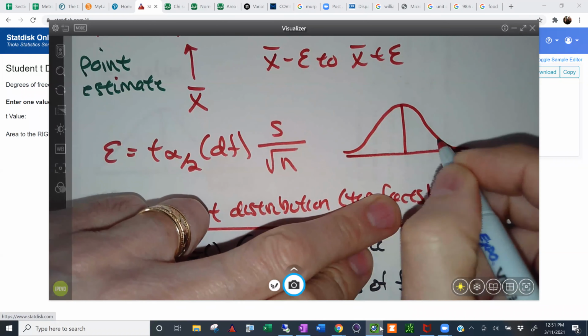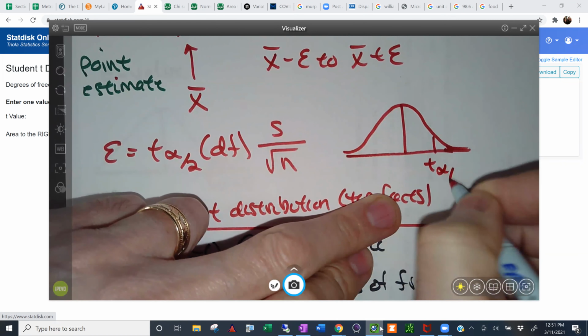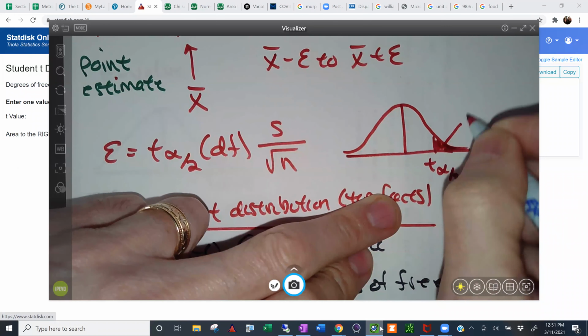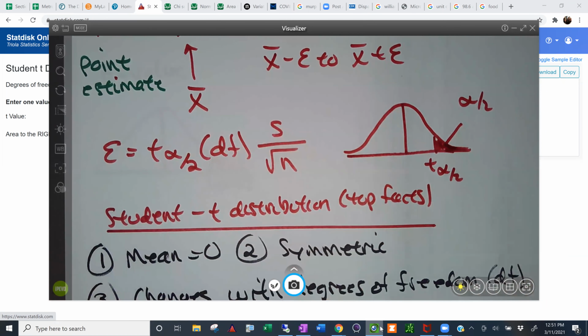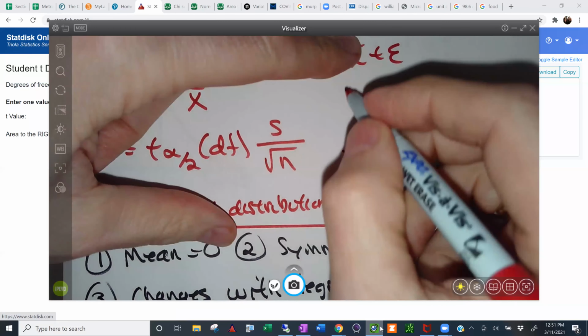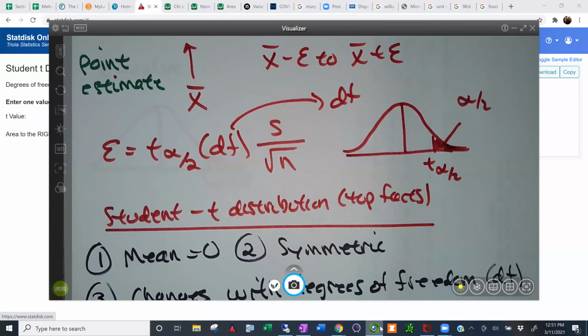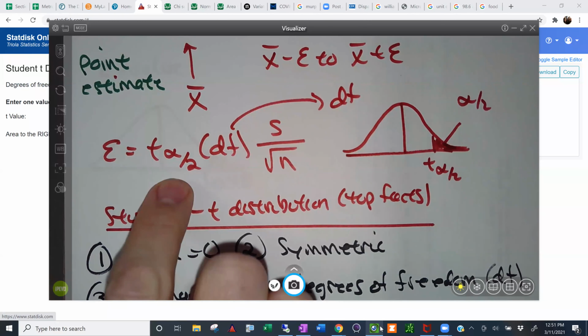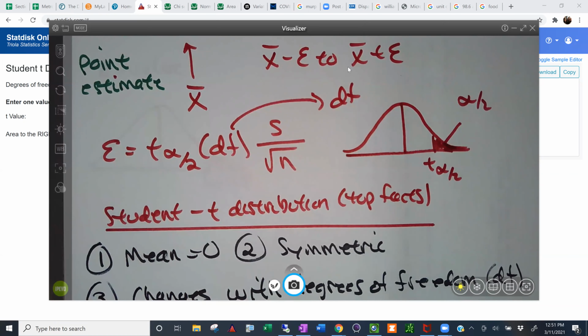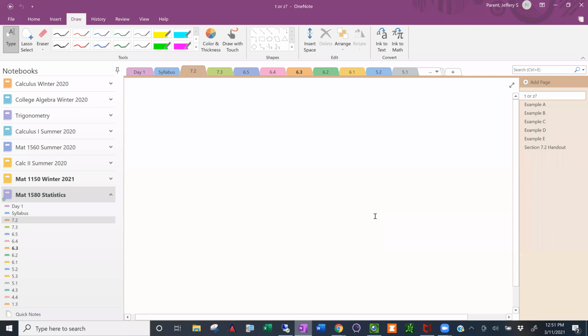So t sub alpha over 2 is going to put alpha over 2 of the area in that right tail. That's for the appropriate degrees of freedom. Now, there is good news here for us, and that is Statdisk is going to take care of an awful lot of this. So that's a good thing. Let's take a look at our handout and work a couple of example problems from there.